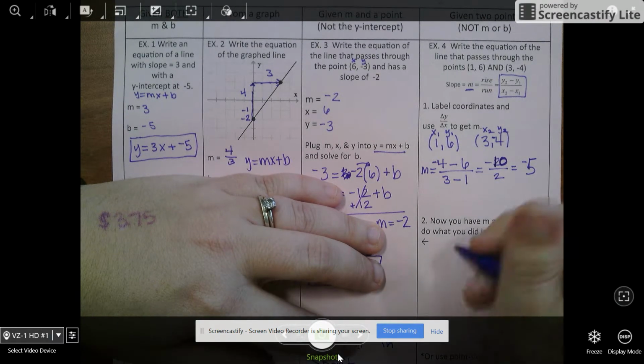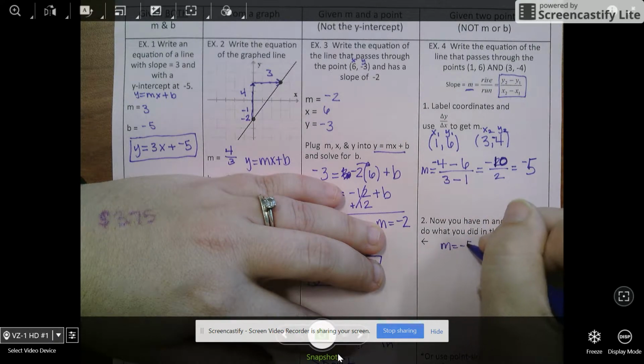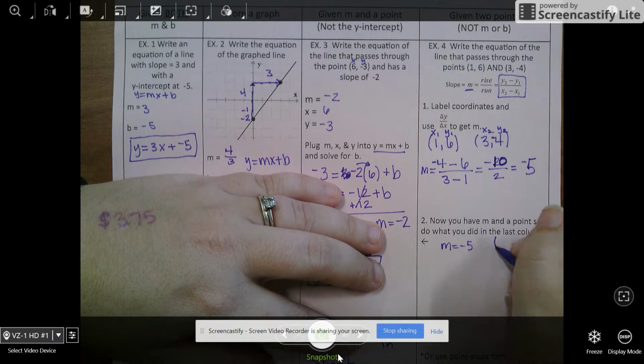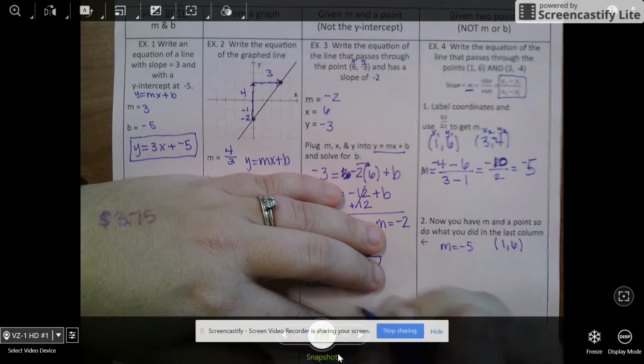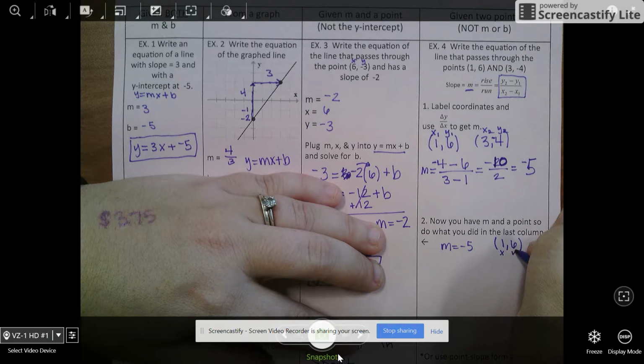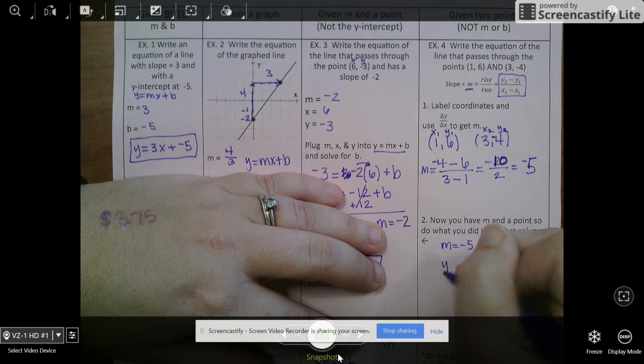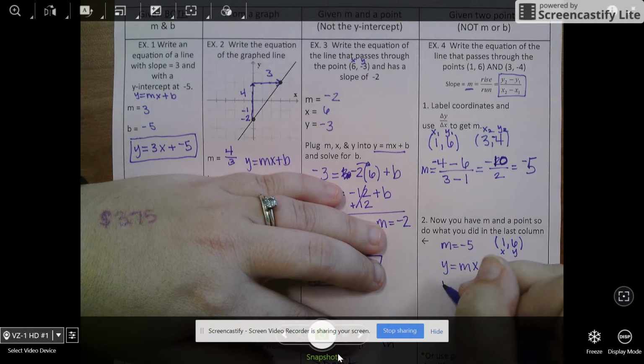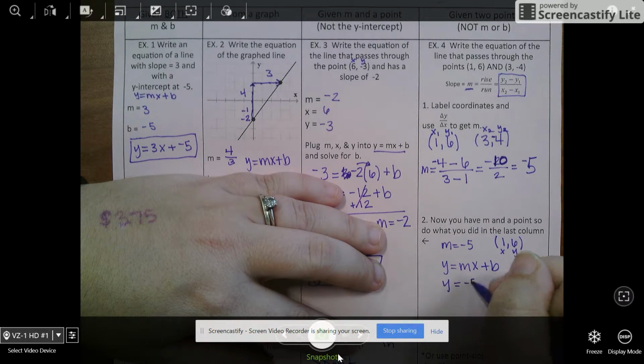Okay. So now that we have M, we're going to do what we just did in the last column. So we knew M was -5, and we're just going to pick a point. Doesn't matter which one. I'm going to pick 1, 6 because I didn't already mess up that point. Okay, and I'm going to just plug them into the equation so that y equals mx plus b. So M is -5. Okay, x is 1. I'm just going to put it in parentheses because it's right next to M. And then I have plus b.